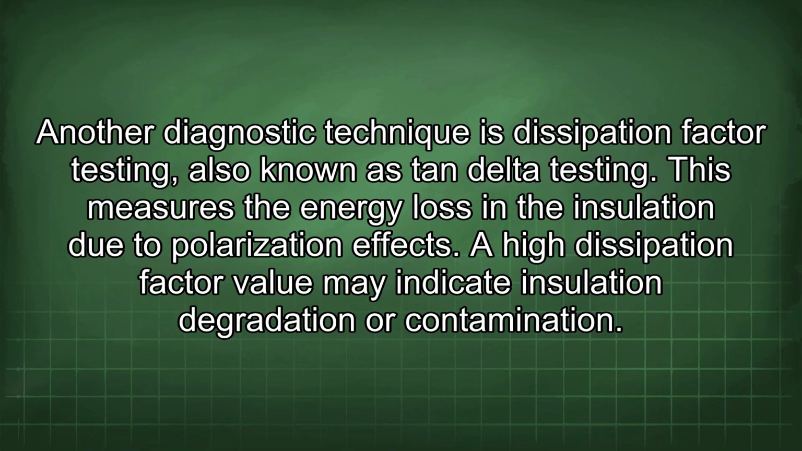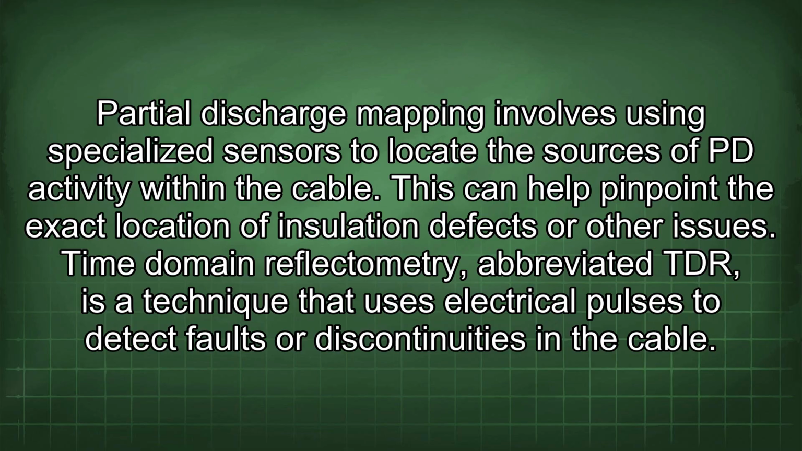This measures the energy loss in the insulation due to polarization effects. A high dissipation factor value may indicate insulation degradation or contamination. Partial discharge mapping involves using specialized sensors to locate the sources of PD activity within the cable. This can help pinpoint the exact location of insulation defects or other issues.